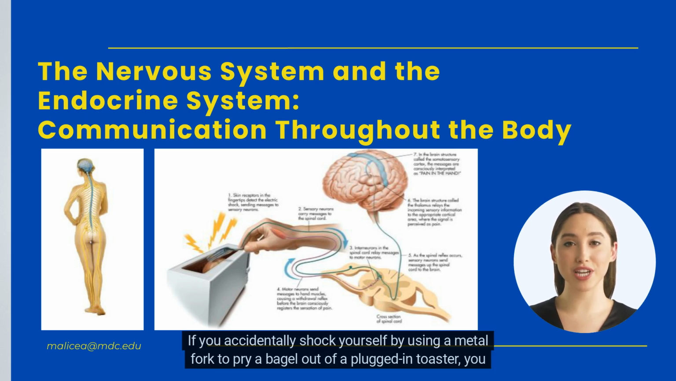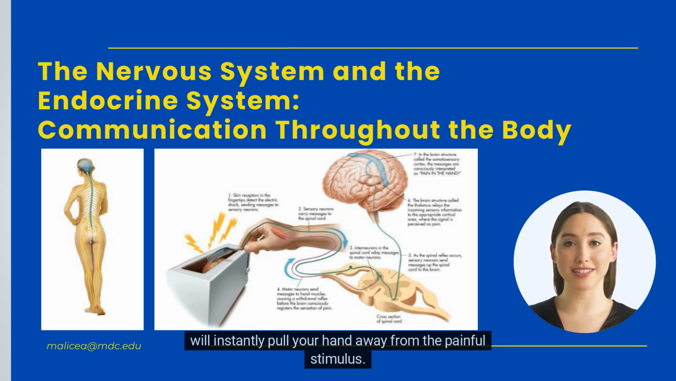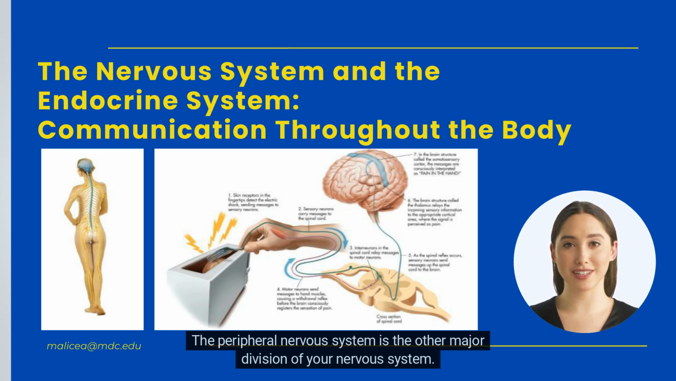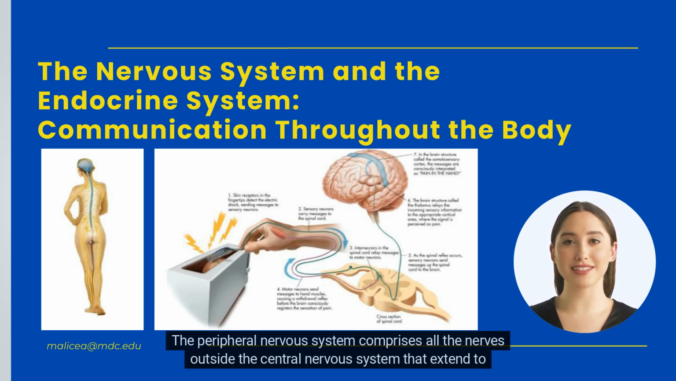If you accidentally shock yourself by using a metal fork to pry a bagel out of a plugged-in toaster, you will instantly pull your hand away from the painful stimulus. The peripheral nervous system is the other major division of your nervous system. The peripheral nervous system comprises all the nerves outside the central nervous system that extend to skin.